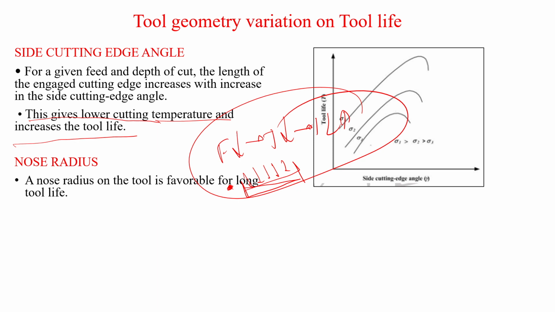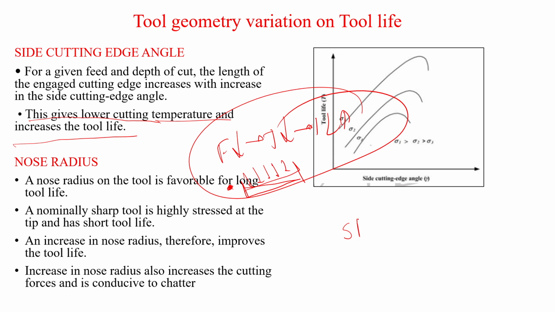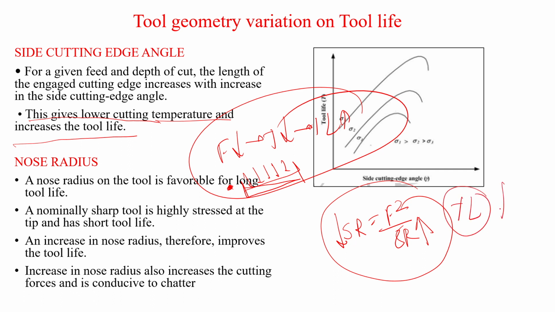Now nose radius also we have seen what happened in nose radius. We know surface roughness is equal to f square by 8r. So if we increase nose radius, surface roughness is reducing. This means the surface is good, then the tool life will increase. Very simple.